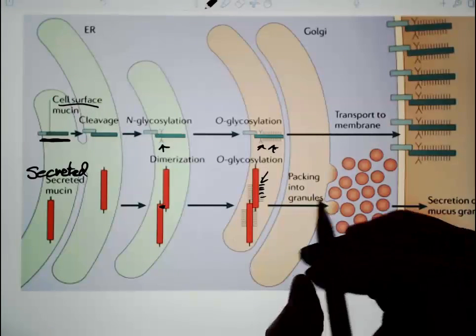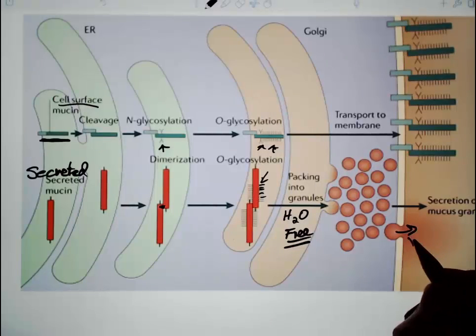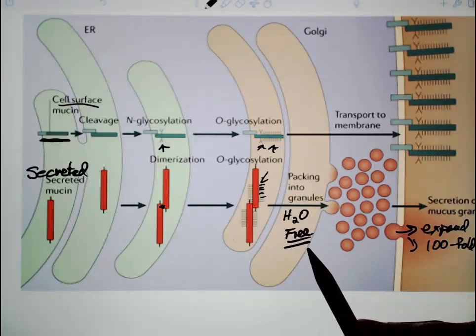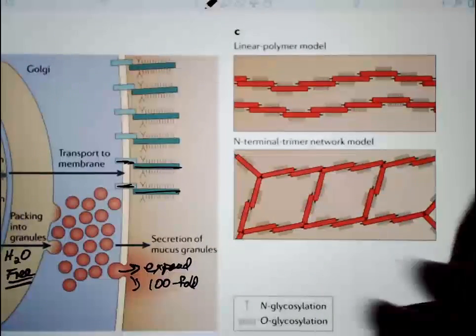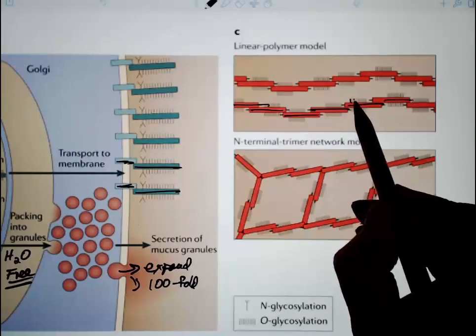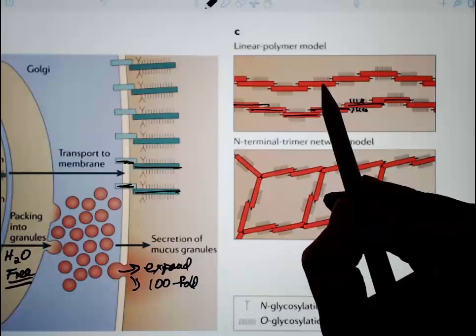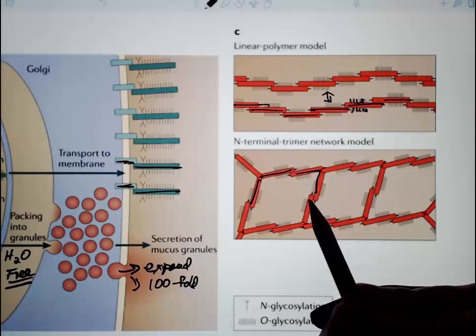They're packed into granules, so they're water-free. So once they're released, they expand 100-fold. A very small amount of material forms a large volume. Some are attached to the membrane and others are secreted. The secreted ones can form long tangled strands. Here are all the side chains of sugar that interact extremely well with water and also interact with each other quite well. They can also form tangled masses.